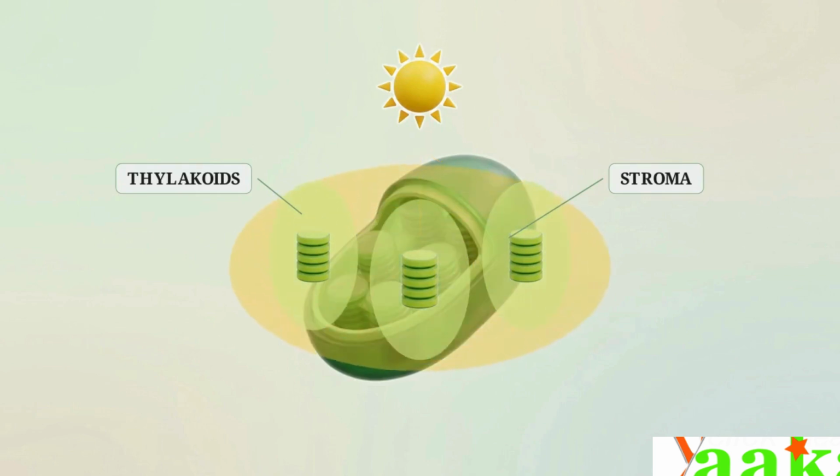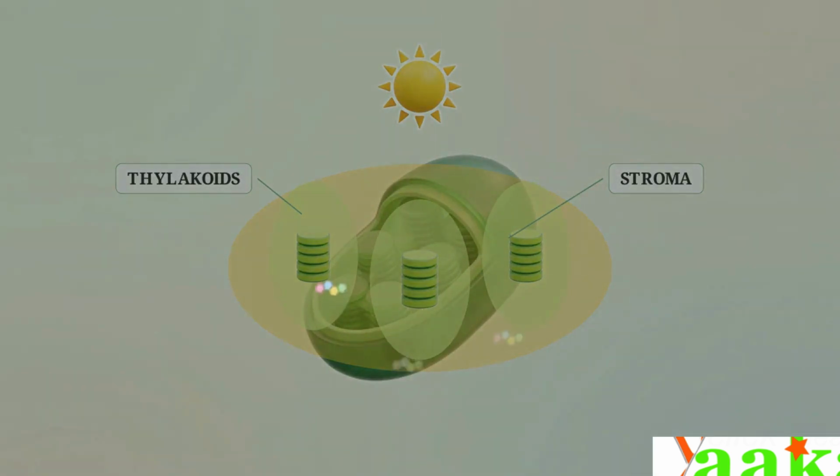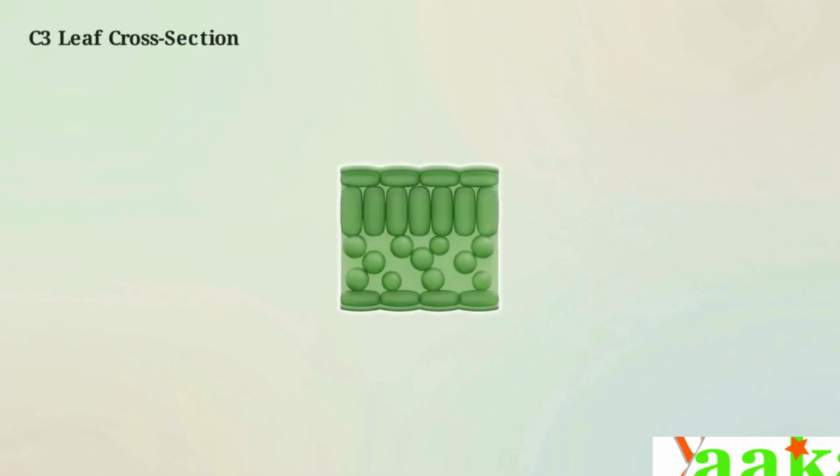Once that light energy is captured, it transfers into the fluid stroma. The stroma handles the light-independent stage. For standard plants like beans, known as C3 plants, this fluid is the primary food factory. This cross-section shows the core vulnerability of those C3 plants.